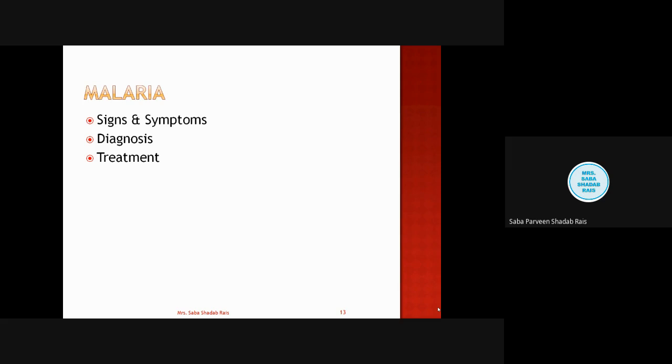Classic symptoms of malaria: sudden chills with shivering, followed by fever. Then after the fever you will have sweating, lots of sweat, occurring on every alternate day. One day fever will be there, one day you will feel, yes, I have become fine, but it will not be the case. On alternate days fever will come, and the disease is transmitted by the female Anopheles mosquito.